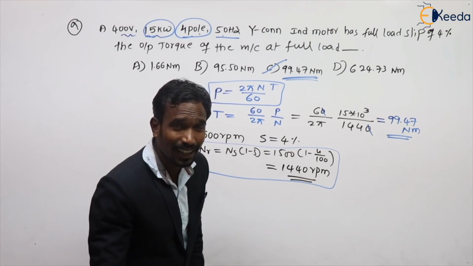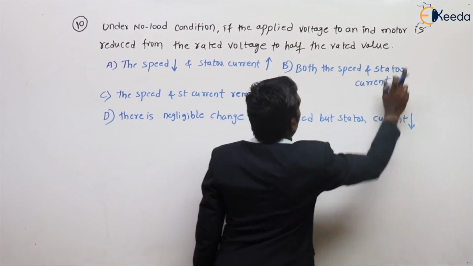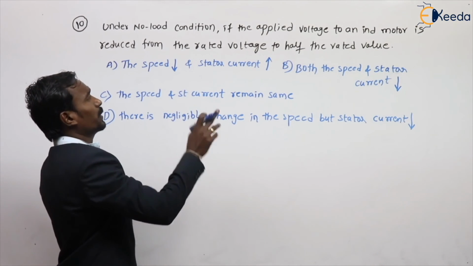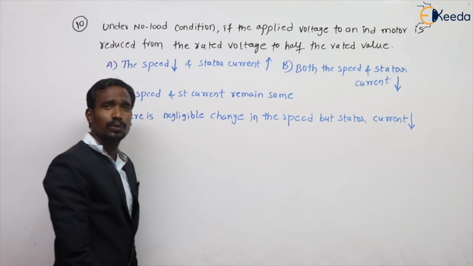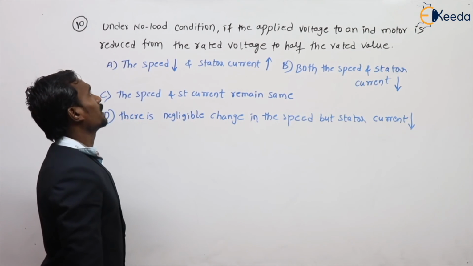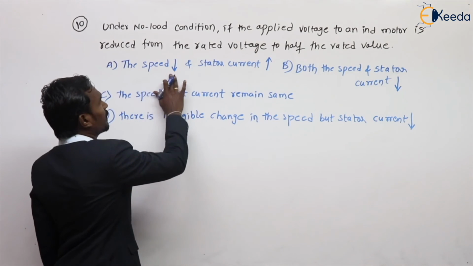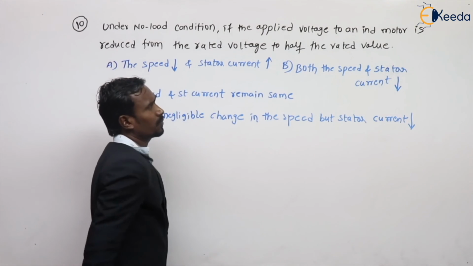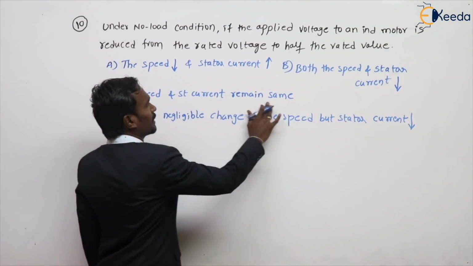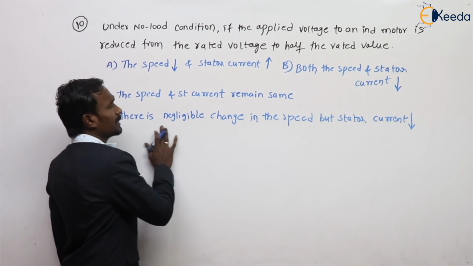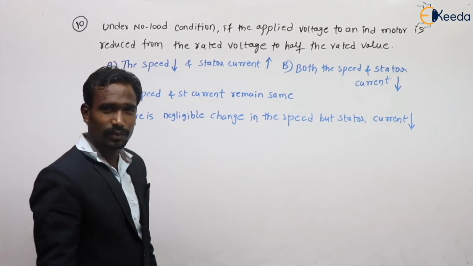Is it okay? Understood? Under no load condition, if the applied voltage to an induction motor is reduced from the rated voltage to half the rated value, what happens? Speed decreases and stator current increases. Both the speed and stator current decrease. Speed and stator current remain the same. There is a negligible change in speed, but stator current decreases. Which of the following is the correct answer?